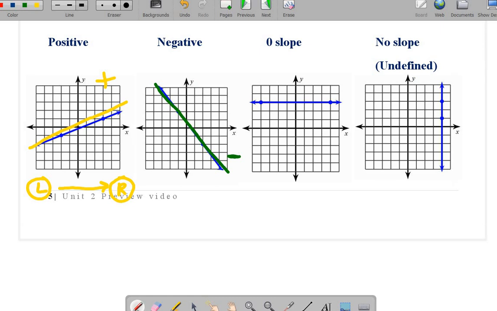Now remember rise over run. So when a line is horizontal, it has no rise. It has no up and down motion. So that's going to be a 0 over whatever that run number is. 0 over anything is just 0.